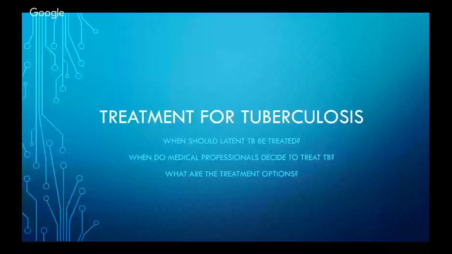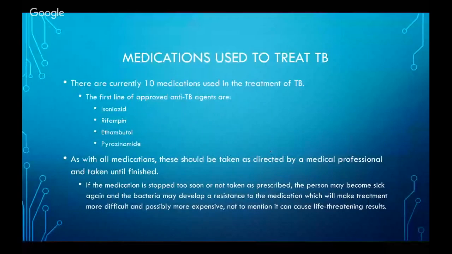Hi, I'm Lorinda Messick. My portion of the group presentation on tuberculosis is to discuss treatment and prevention options. Compared to other diseases and illnesses, the options for treating TB are minimal. Currently, there are only 10 medications used. The first-line agents include isoniazid, rifampin, ethambutol, and pyrazinamide.